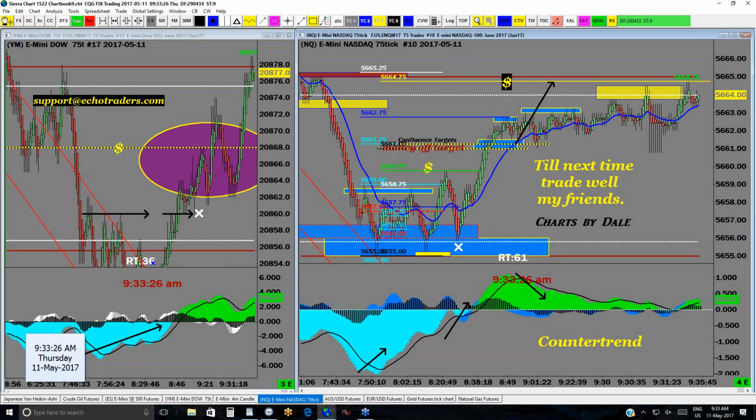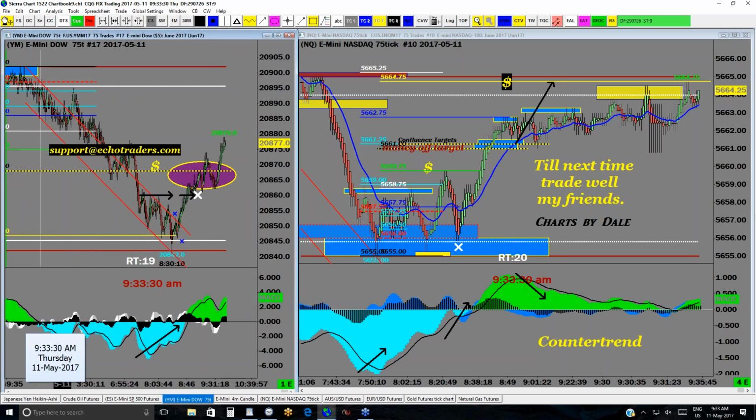We'll unzoom here on the YM chart on the left. So you can see everything starts with a counter trend, a nice V shape here, bang, away you go to the upside. So it doesn't always work out, and on this day it did.